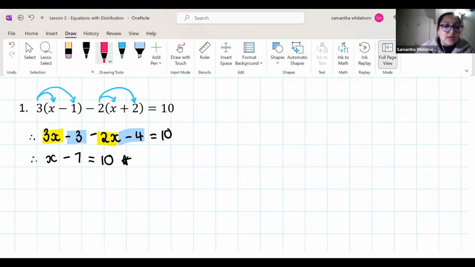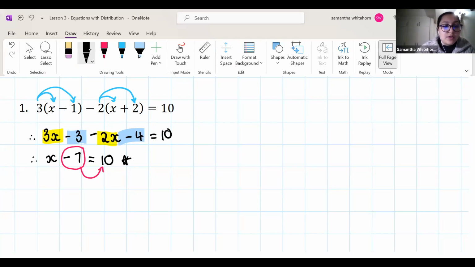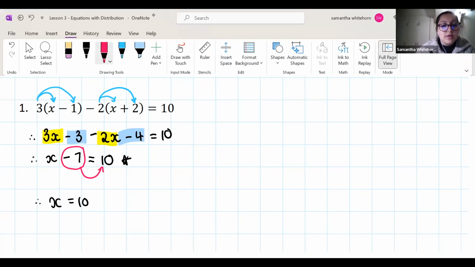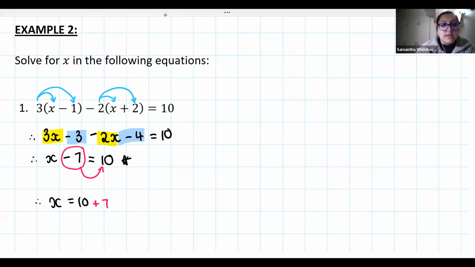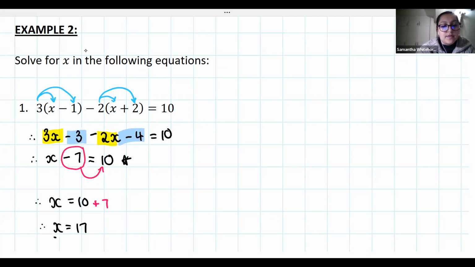What I now see is that I don't want this negative 7 on the left, so I'm going to bring it over, which means it becomes plus 7. So I've got x is equal to 10 plus 7, and we all know that 10 plus 7 is 17. So x is equal to 17.